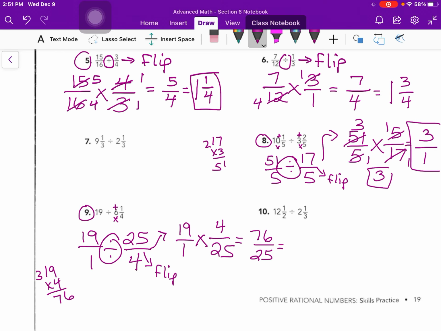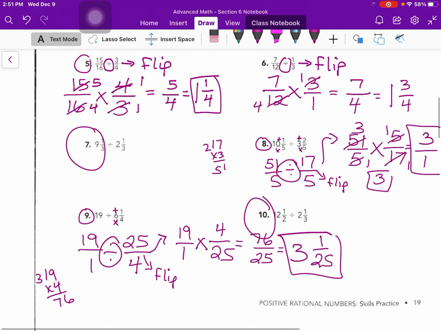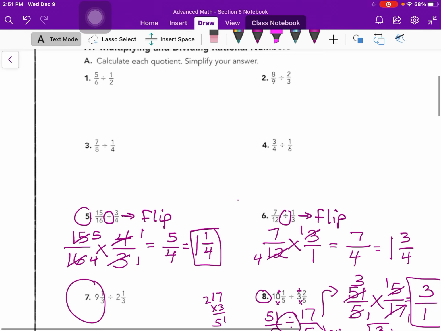Then I have to change it back to a mixed number, and I'm thinking quarters anytime I see a 25. So I'm wondering how many quarters go into 76. I think 3 quarters go into there. That gives me 75, so I'd have 1 left over 25. So 3 and 1/25.